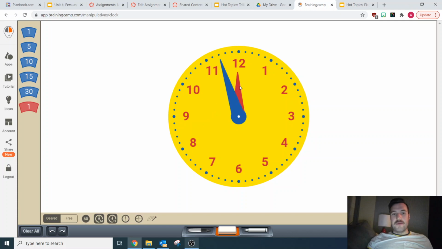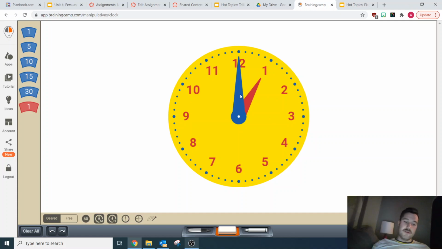The minute hand moves 1 full revolution all the way around the clock each hour, and the little hand, the hour hand, moves from one big number to the next. So now we also want to talk about elapsed time. Elapsed time is time that is past or going from one time to another.